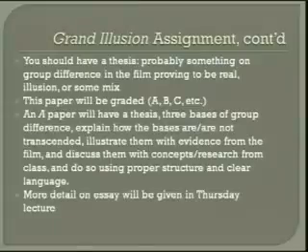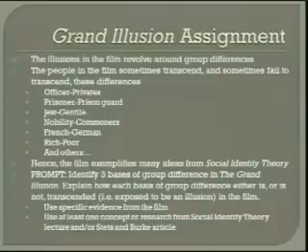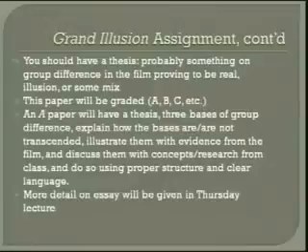Thank you. Okay. So you should have a thesis, probably something on group difference in the film proving to be real, an illusion, or some mix. Since that's, remember, the main thing you're doing in the prompt: identifying three bases of group difference in The Grand Illusion and explaining how they're transcended or not. Your thesis probably should refer to that. Your thesis should probably say The Grand Illusion is a film about how bases of social difference are readily transcended during times of war. Or it could be The Grand Illusion is a film about how fundamental bases of social difference are incredibly difficult to transcend, and then you support that. Okay. Or it's about how some social differences get transcended and some don't. Some kind of thesis statement like that would fit the prompt well.